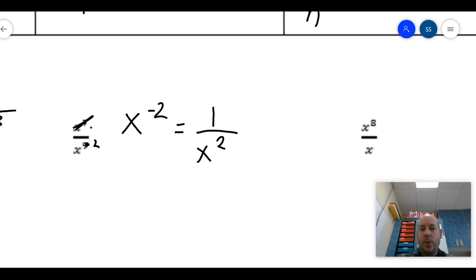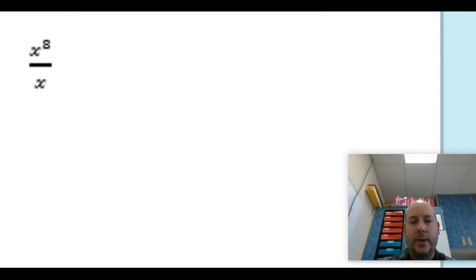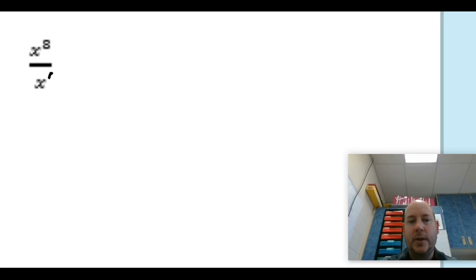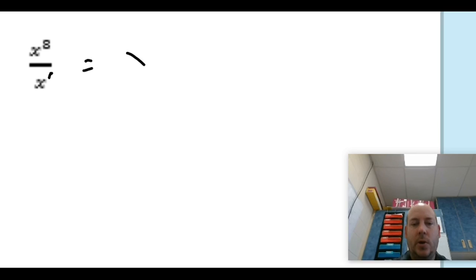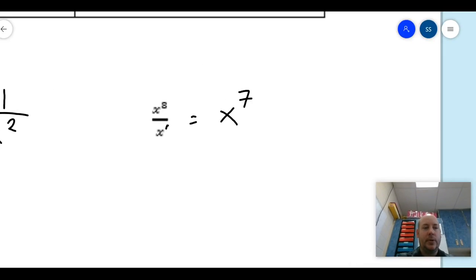Okay, our third one. Now this one sometimes can be a little tricky because we don't sometimes think that, well, x on the bottom there, while it doesn't have an exponent, it does. It's just invisible, one of those invisible ones that we have in math. So I got x to the eighth divided by x to the first. Again, our rule is subtract exponents. It would be x to the seventh power, x to the seventh.